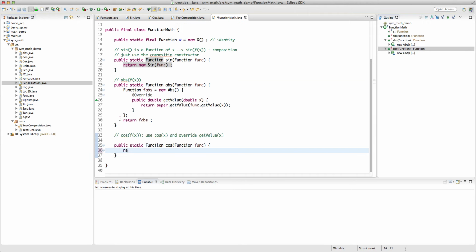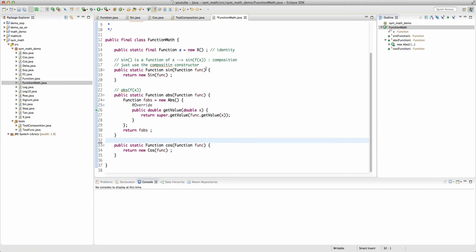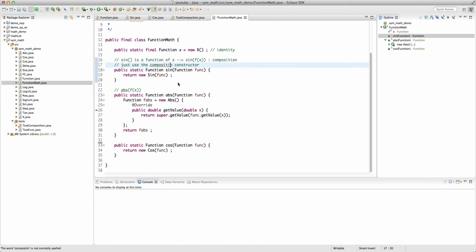So same thing with cosine. I just write return new cosine, but now I invoke the composition constructor and pass it the func. Okay, so this is a much cleaner way of developing this utility class.